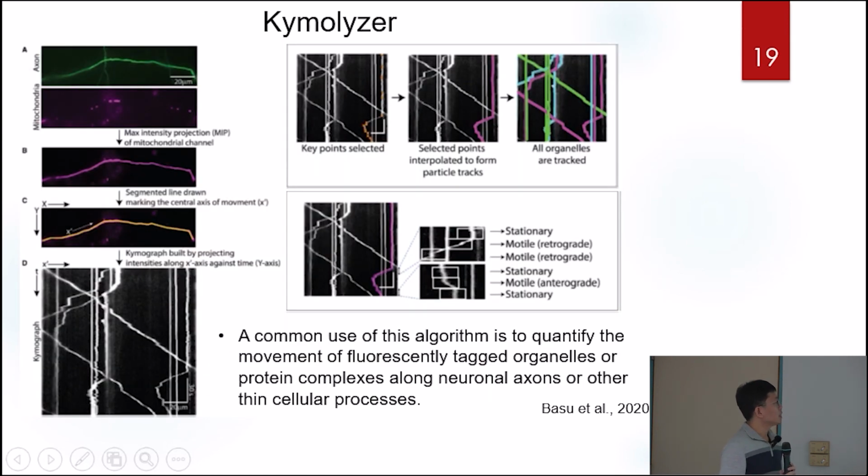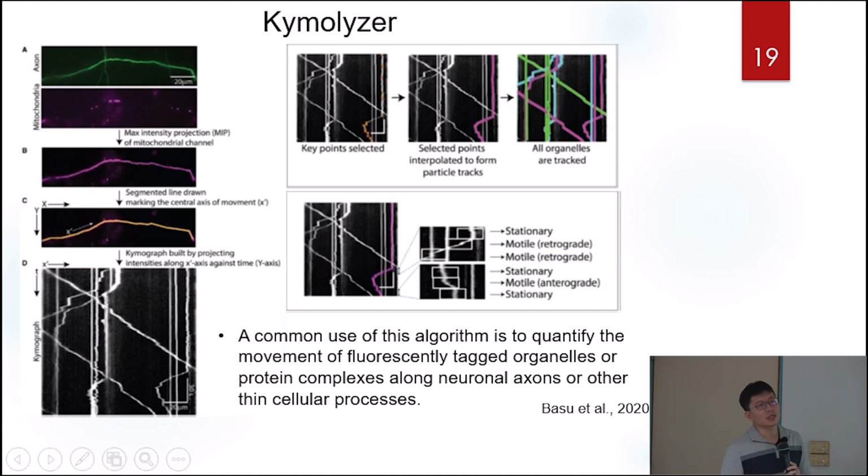So this is also from Thomas Schwarz's lab, and it's called the KymoAnalyzer. You can use this one to analyze the mitochondrial movement. So the idea is pretty simple. First, they will automatically generate a kymograph. If you have the GFP signal in your axon, they will automatically recognize this axon and then draw the track of the mitochondria movement. Then they will automatically generate the kymograph.